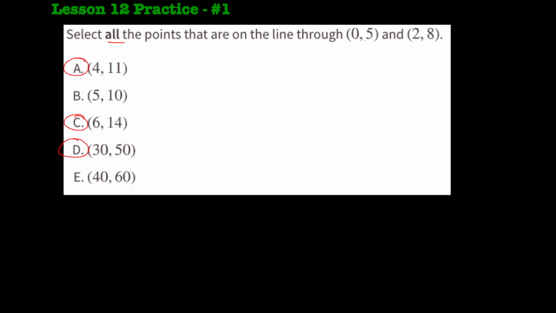And if I look at this, I can write kind of like I did before. I can write my slope formula. So I have 8 minus 5 divided by 2 minus 0. That's going to be the same as 3 over 2. So as long as we have 3 over 2, then we know we're good. So that would be our slope for this line.